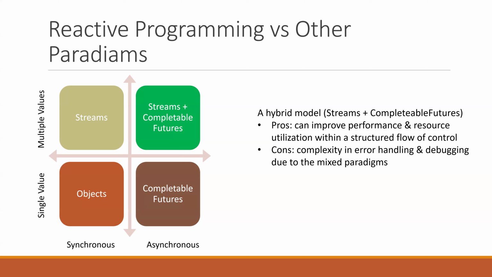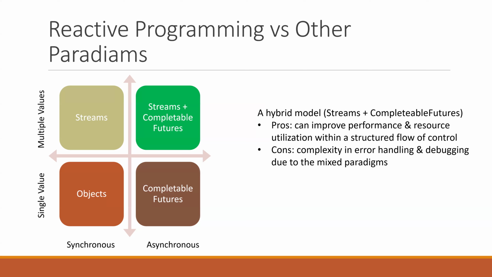Okay, now in the reactive and multi-values and asynchronous, we've got two paradigms here. The first one we'll talk about is streams with completable futures. That's something that you can use, but we're actually going to use flows, which we'll show here in a second. But the benefit of this is I can improve performance when I'm dealing with multiple values coming through. I can improve my resource utilization within a certain structured flow of control. And the benefit here is that I can now handle the multiple values asynchronously, without blocking and things like that.